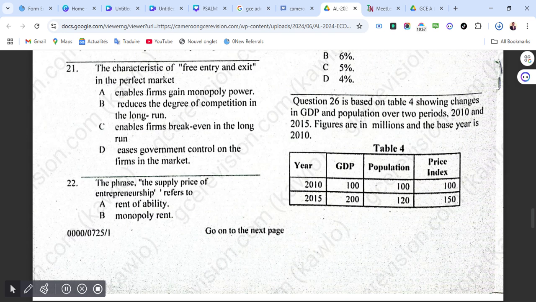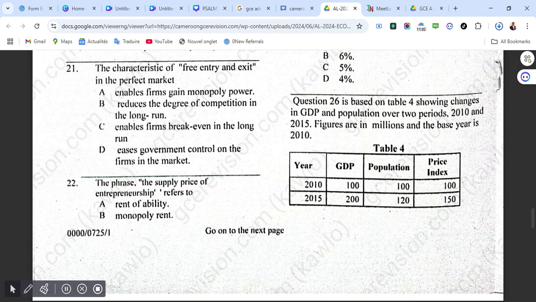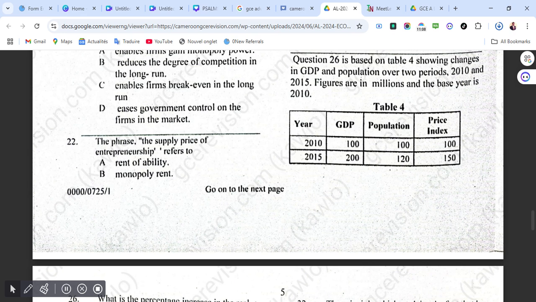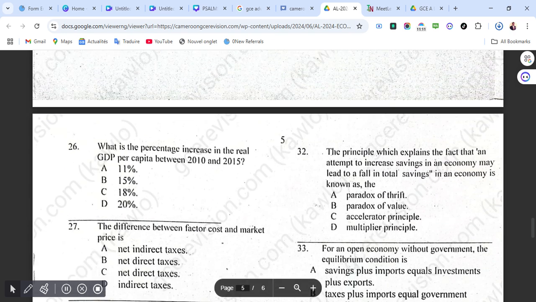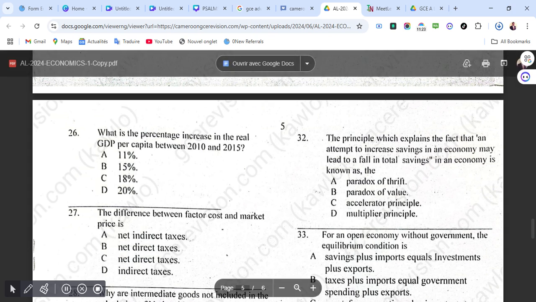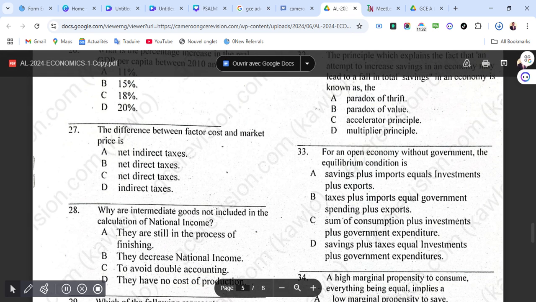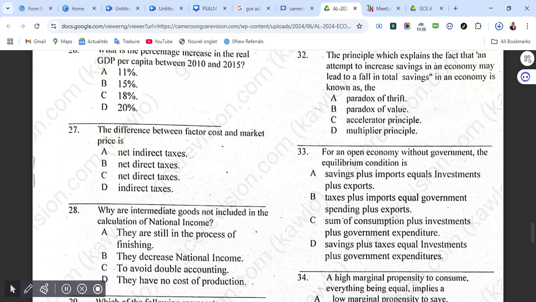Question 26 is based on the table below showing changes in GDP and population over two periods, 2010 and 2015. Figures are in millions and the base year is 2010. What is the percentage increase in the real GDP per capita between 2010 and 2015? Correct answer for 26 is B, which is 15%. The difference between factor cost and market price is, the correct answer for 27 is D, indirect taxes.